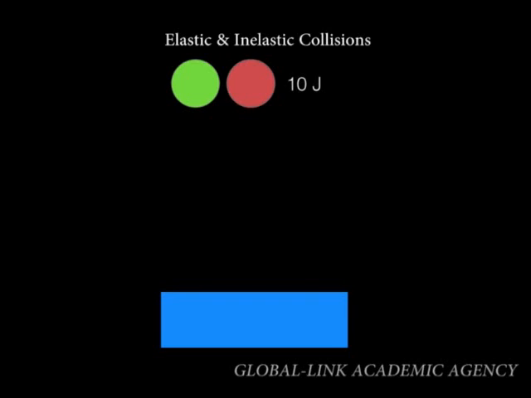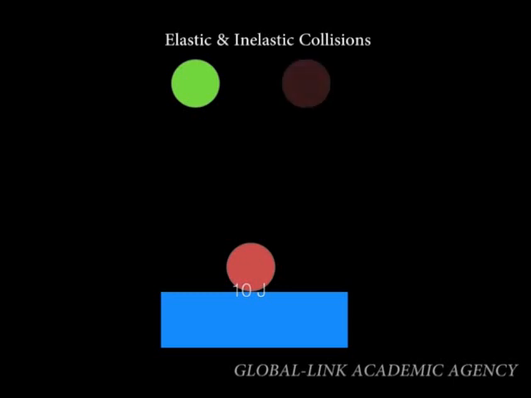Now let's take another ball made of different material and drop it. It doesn't bounce at all. We call that a completely inelastic collision. Where did the energy go? Where did the 10 joules of energy go? They became internal energy in the table and the ball itself when they collided. Now we know most balls will be somewhere in the middle, somewhat elastic and somewhat inelastic.